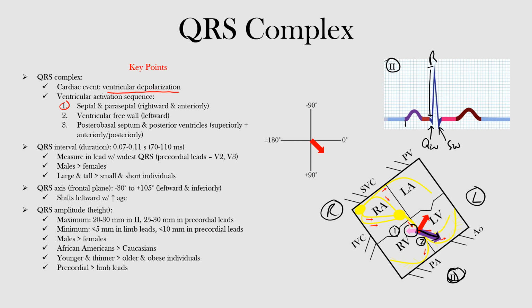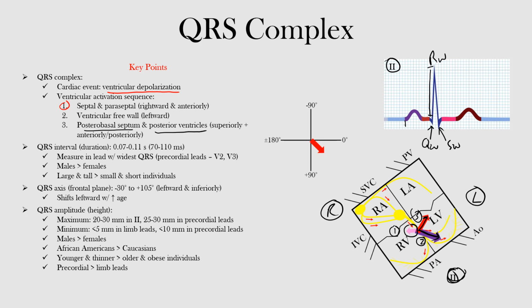But notice here we have this third vector heading posteriorly, depolarizing the posterobasal septum, posterior ventricles, as well as any other area of the ventricle that has yet to be depolarized. So that's the general sequence in the three waves that we may see on the QRS complex. We talked about the Q wave, this R wave, and the S wave there.